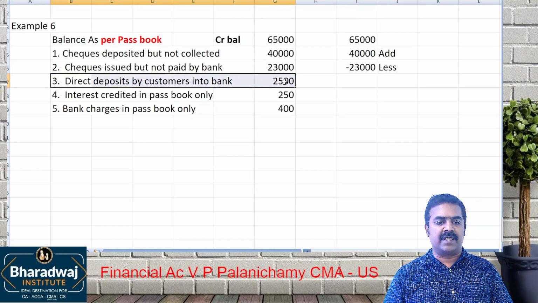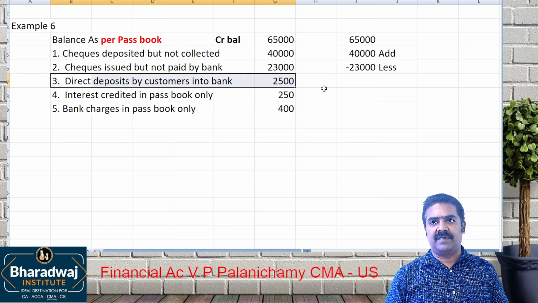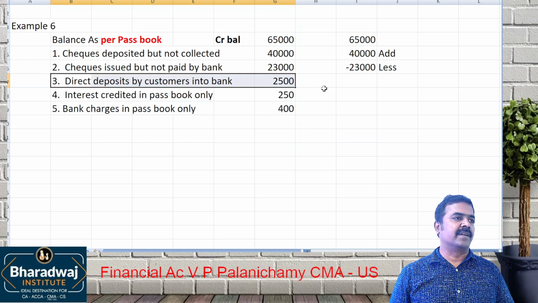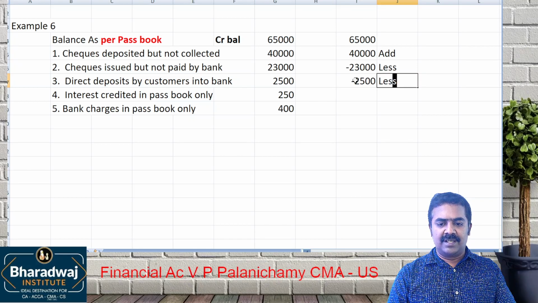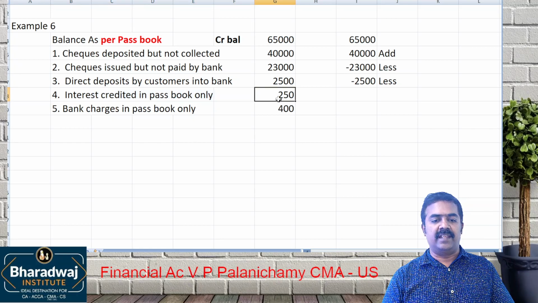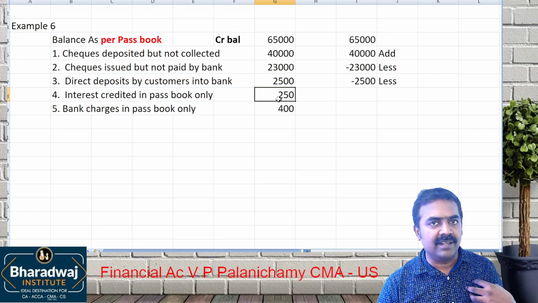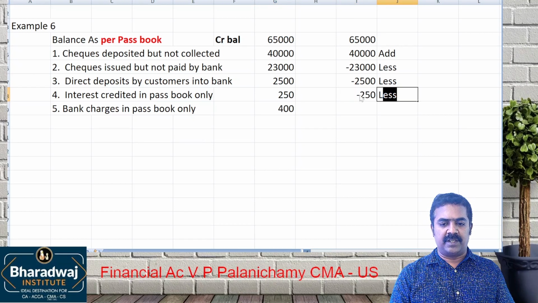Direct deposit by customers into bank. Banker would have added. We have added. Okay. What about our customer? No. So, minus 2,500. We have added in the bank, customer has not added, so reduce it. Interest credited in passbook only. We have added only in passbook. Customer has not added, minus 250.